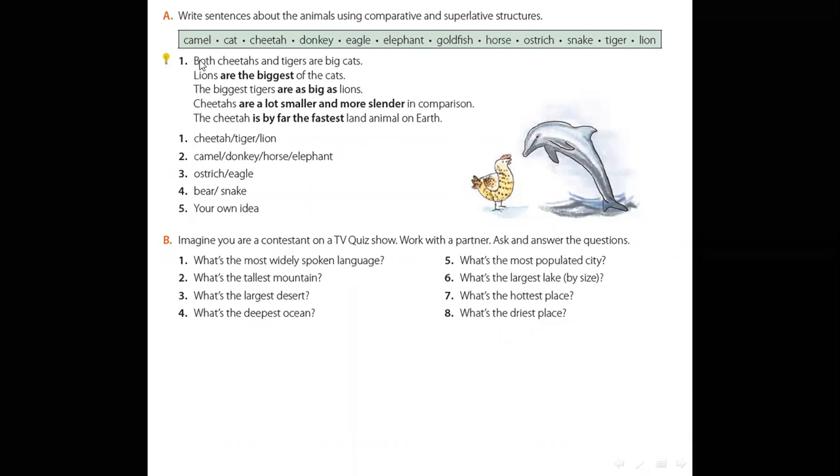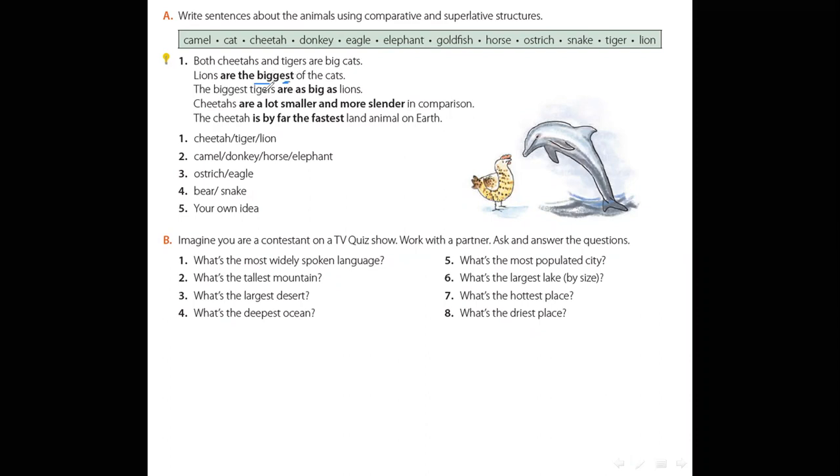For example, both cheetahs and tigers are big cats. Lions are the biggest of the cats. Where is the adjective here? Excellent, big. We add est because it's a short adjective.